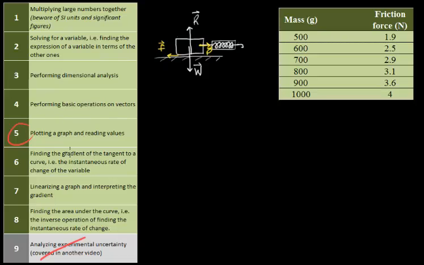Let's now learn how to plot a graph and to read values by using this experiment, the goal of which is to find the coefficient of dynamic friction between the material of that block and that surface. And remember that the coefficient of dynamic friction is equal to the friction force divided by the reaction force.